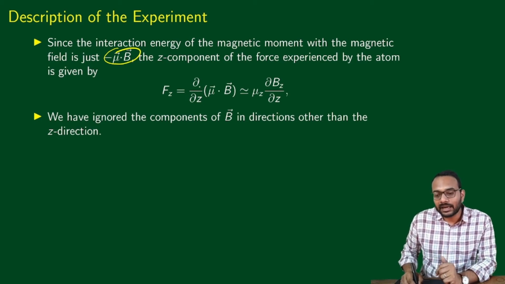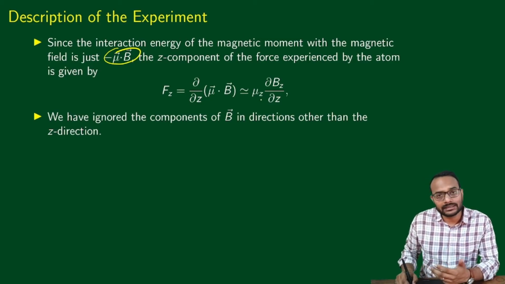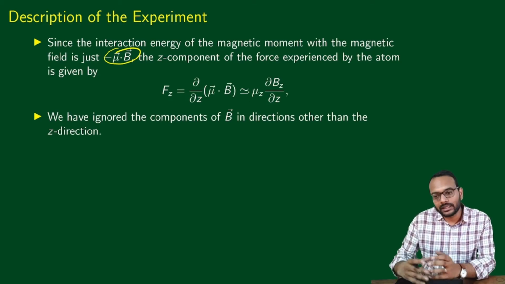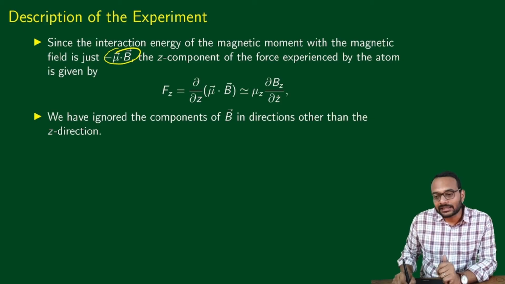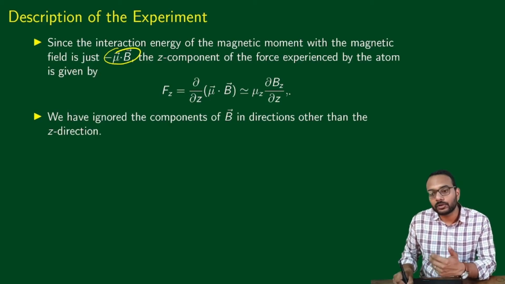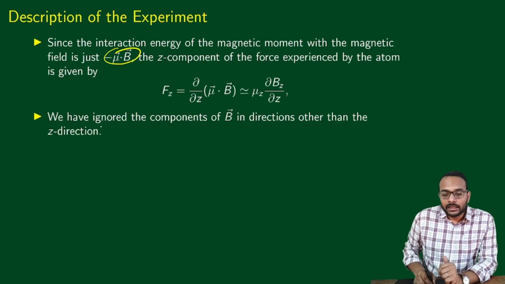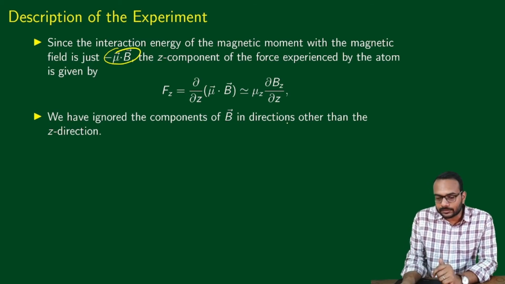So the force is given by the partial derivative with respect to z of mu vector dot B vector. And again, we are not worried about the other components of the magnetic field. So you take only the z component, which is the only component that is relevant to our experiment. And this can be written as mu z times the partial derivative of Bz with respect to z. Now this I have explained in the previous class. I am not going to spend any more time on it. Now we have ignored the components of B vector in directions other than the Z direction.